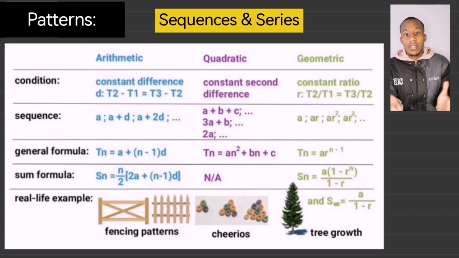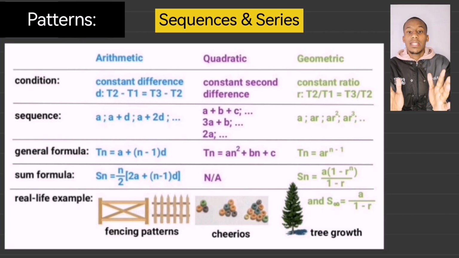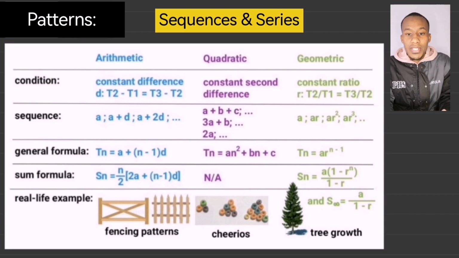We notice that in general, this will be a times r to the power of n minus 1 ratios. Then this geometric pattern also has a sum formula that you need to take note of, and also a sum to infinity. Remember, the sum to infinity only exists if the ratio is less than 1. Okay, so I hope that was not too much theory, but let's dive into the questions and actually see how this is all done.